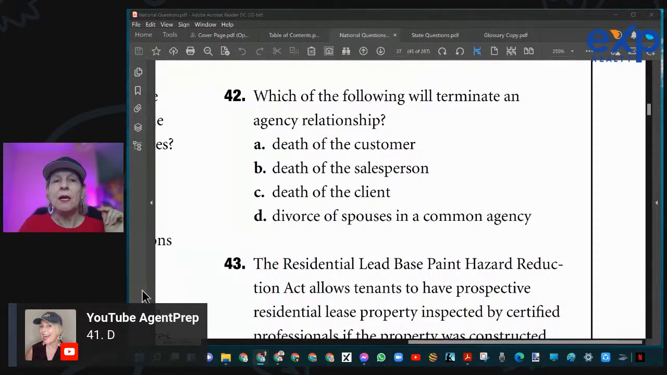Okay, number 42. Which of the following will terminate an agency relationship? So what is an agency relationship? First is what we have to know. So which of the following will terminate an agency relationship? A, the death of the customer. B, the death of a salesperson. C, the death of a client. Or D, divorce of spouses in a common agency.